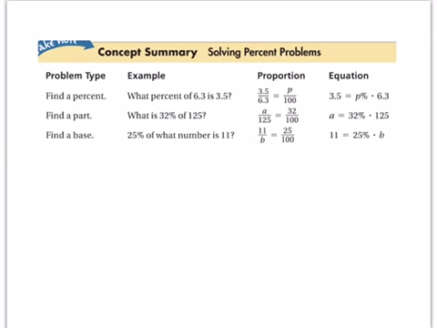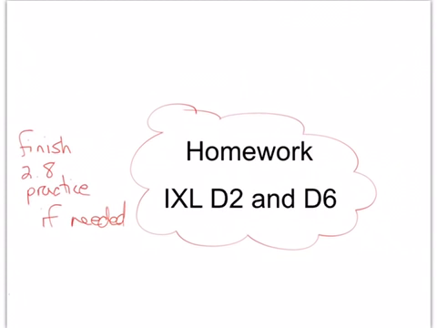All right, guys, just wrapping everything up. Here's a little bit of a summary of what we talked about. Remember, I do not use the percent equation, but we will be doing these with the proportion. Okay, so that brings us to our assignment. For today, guys, I want you to work on IXL D2 and D6. These are both going to be to 80% mastery. Be sure to finish the 2.8 practice if you did not do that. And then when you are done with that, you're going to go on to the Math Nation workbook.